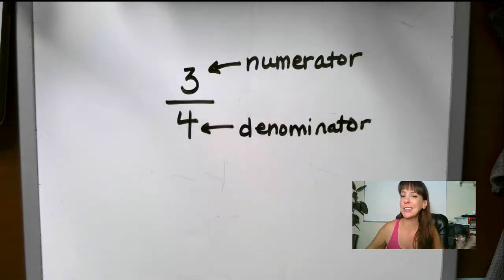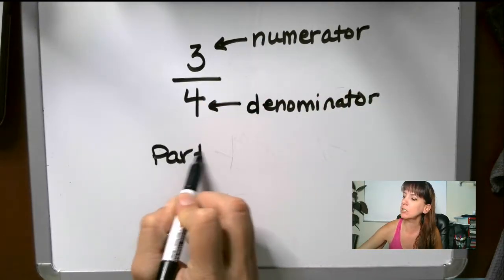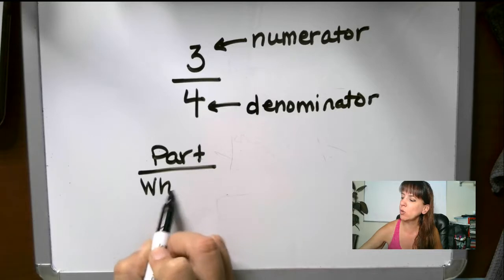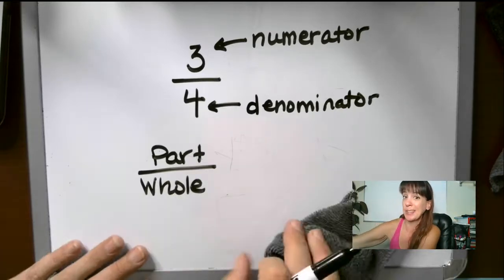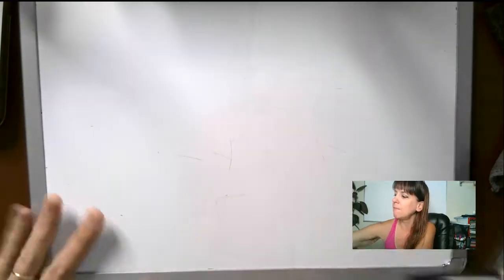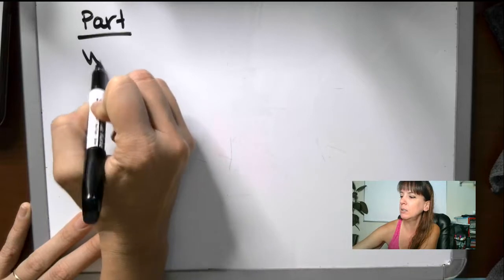Guys, all a fraction is, so make sure you got that written down, right? All a fraction is, is part over whole. So you're going to hear me say that a lot, part over whole. Sometimes we do this visually, all right? So visually, I'm going to write this over here, part over whole.